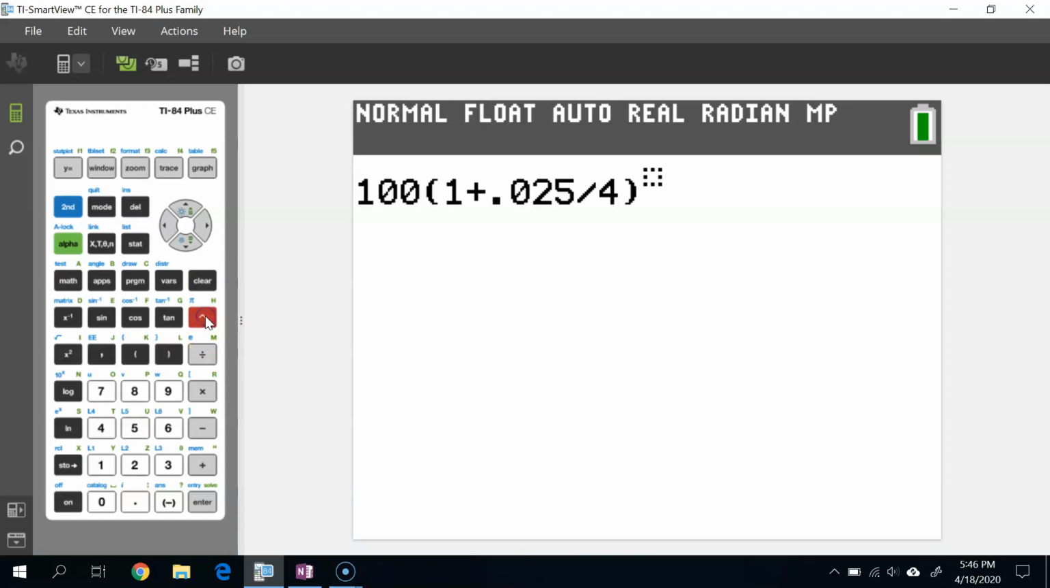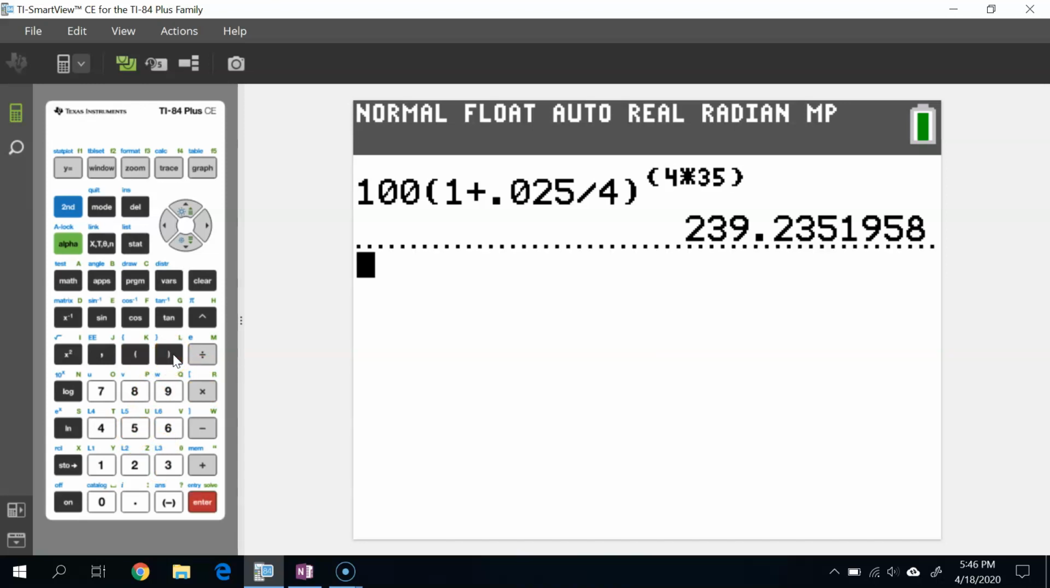Use the caret button for your exponent. 4 again. Oops, I'm going to use parentheses just in case. And then times 35 because that's how many years. Okay, and again, the amount you end up with should be more than you started with because we are earning interest on the money.